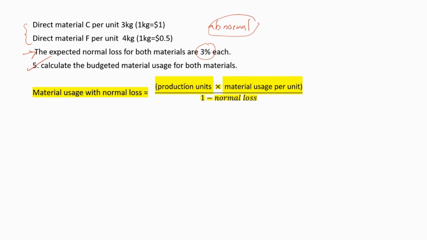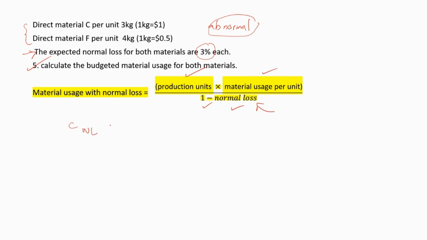So this is equal to production units multiplied by the material usage per unit divided by 1 minus normal loss. Very important thing to note here, you have to convert the percentage value into a decimal value for the normal loss. Do not use the percentage value as it is.